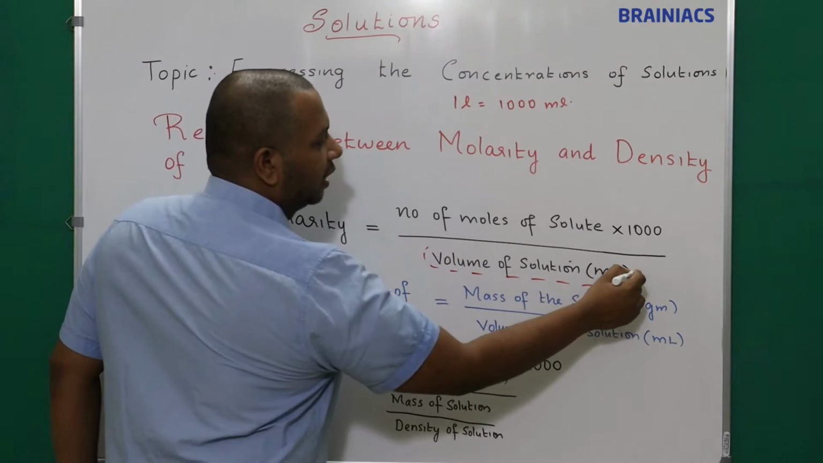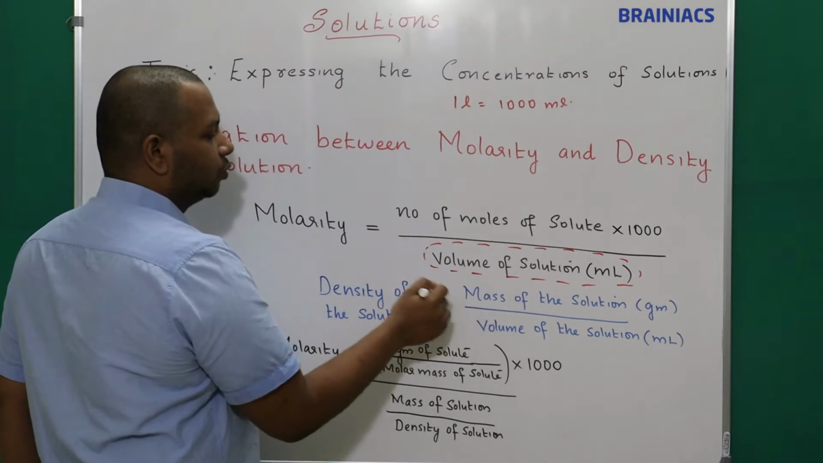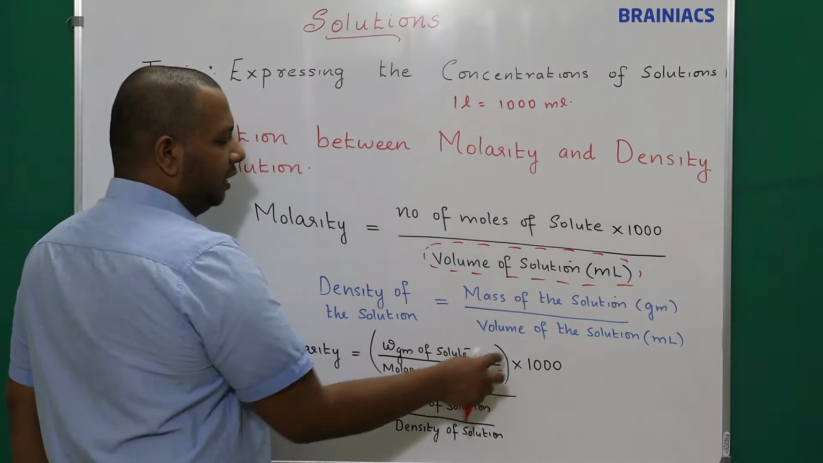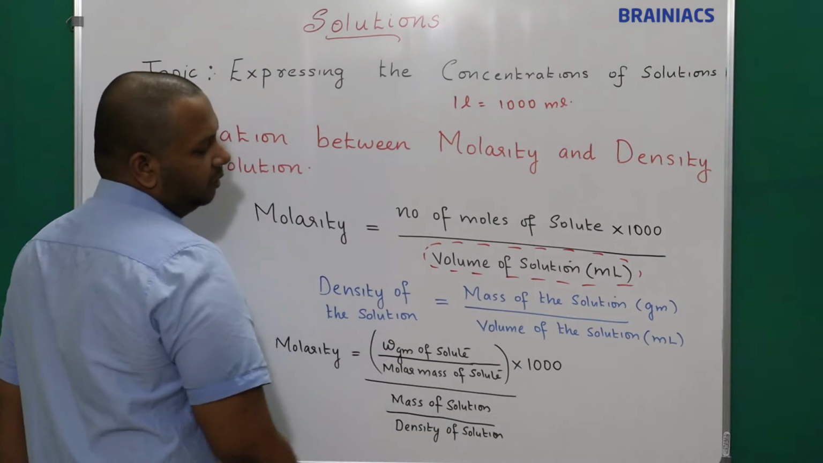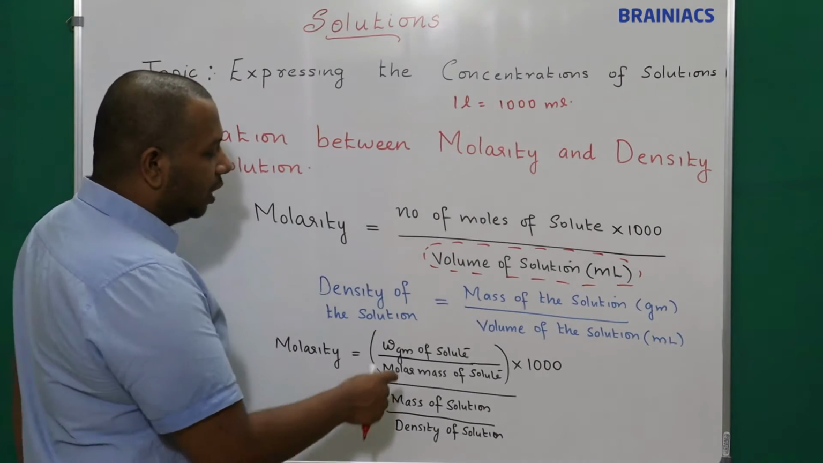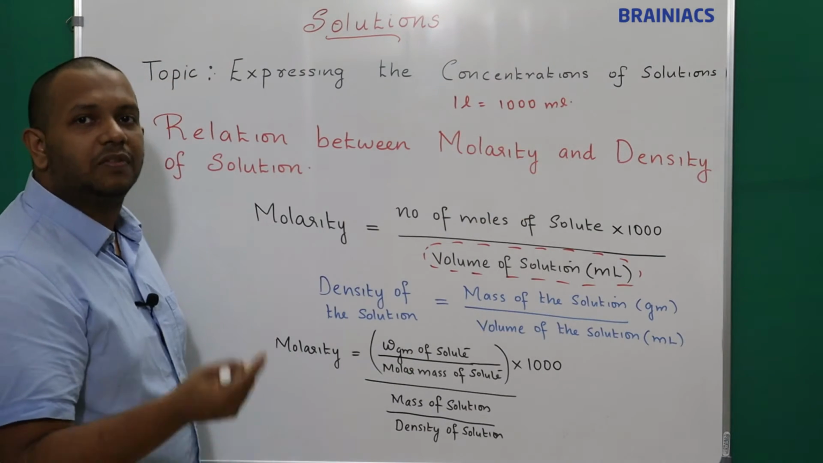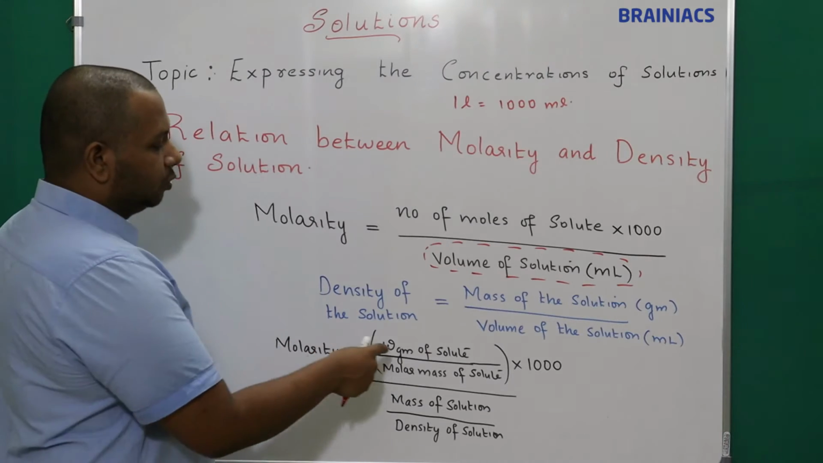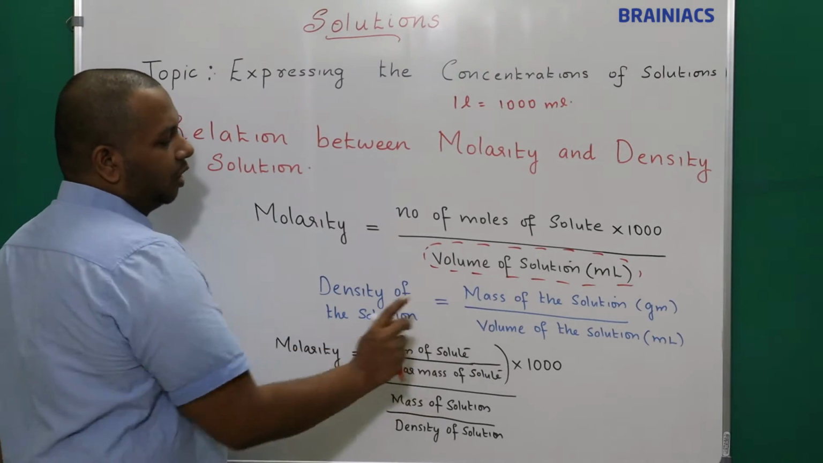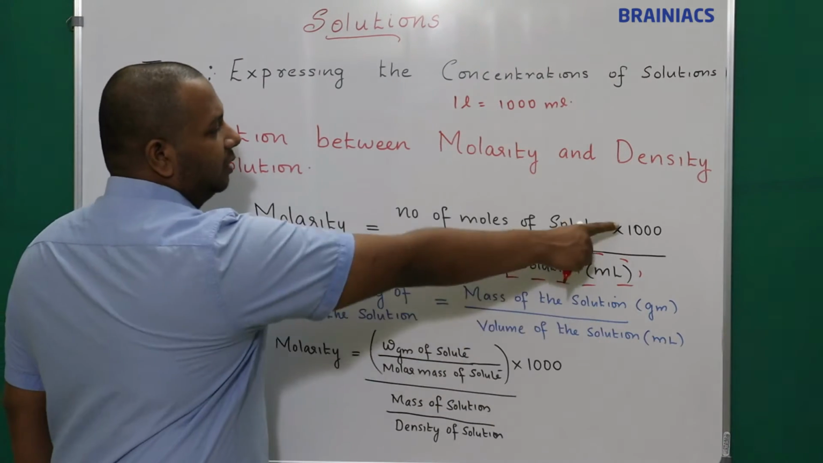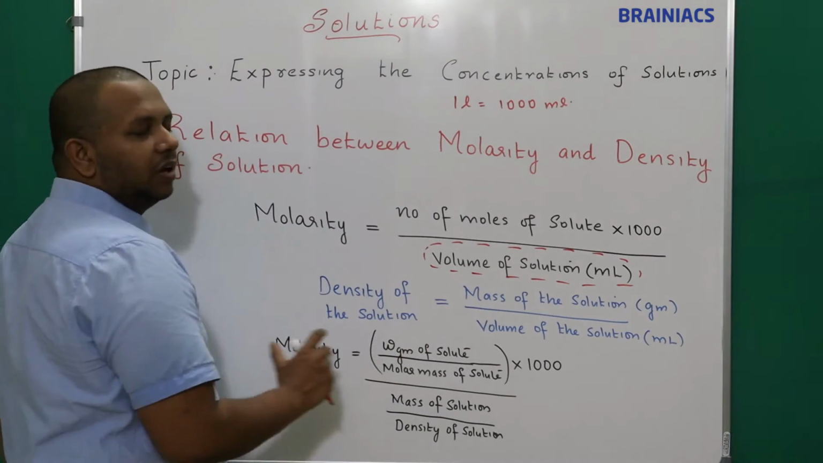Okay, so I can substitute volume of the solution as mass of the solution divided by density of the solution. And you can see here number of moles of the solute is weight in gram of the solute divided by molar mass of the solute, then multiplied by 1000. Okay, so up to this I hope you understood.